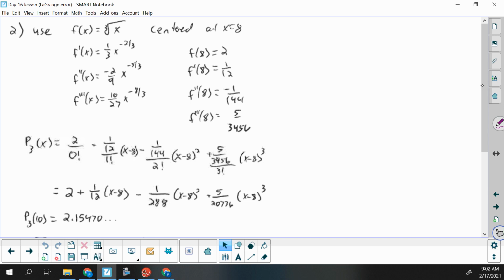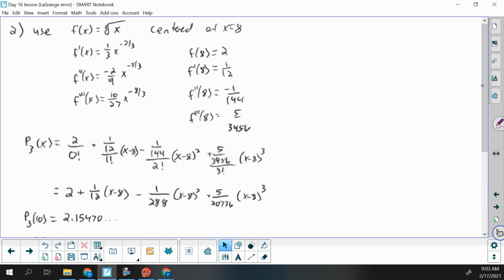So then we can build out our Taylor polynomial. So our original function value over 0 factorial. That's where we get 2 over 0 factorial. Then you have plus your first derivative value at the center over 1 factorial times x minus our center raised to the first, minus our second derivative value over 2 factorial, x minus our center raised to the second. Similar idea for the third. I just neatened that up a little in the next one.